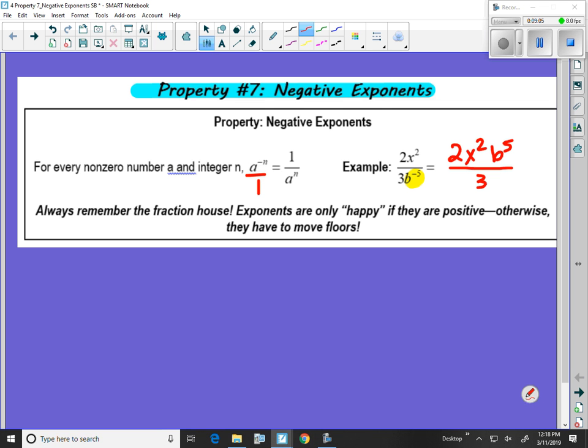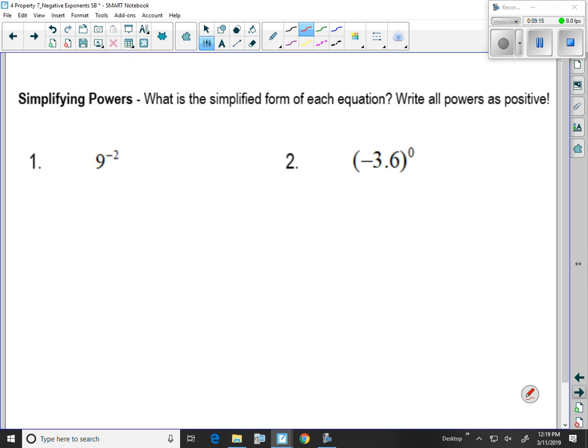Okay, so down here in the bold print, always remember the fraction house. Exponents are only happy if they are positive. They have to move floors to get positive. Technically, they can be happy either place, but this one's in the numerator and unhappy, so we're going to move it into the denominator. I went ahead and moved it into the denominator, but I can simplify 9 squared. What's 9 squared? 81. So I'd have 1 over 81.